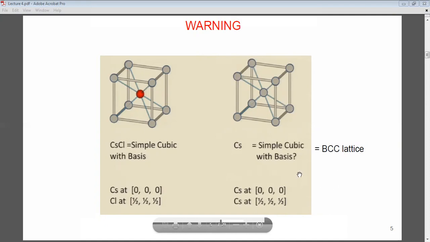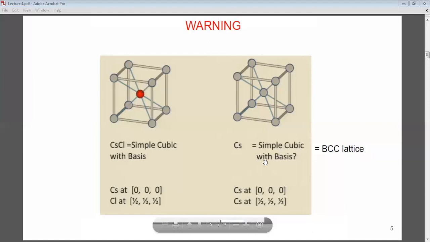It's a BCC lattice. Or we say it's a simple cubic lattice with a basis. That is, it's a simple cubic, there are cesium in all 8 corners with a basis. What is the basis? Cesium at 0, 0, 0 and cesium at half, half, half. Okay, these are 2 equivalent ways to name the BCC structure.